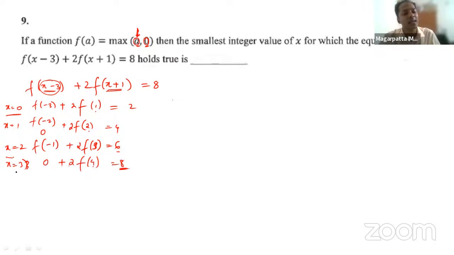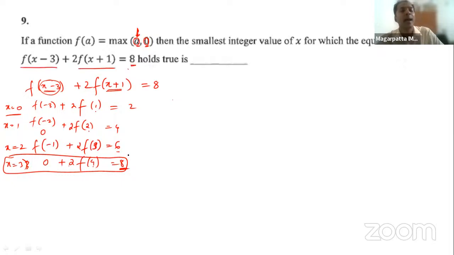And this is the first case where you're getting the expression as the sum of these two functions as 8, and therefore the minimum value of x for which this holds true is x equal to 3. I think this was a very simple question, only it was appearing scary because there was a max involved.